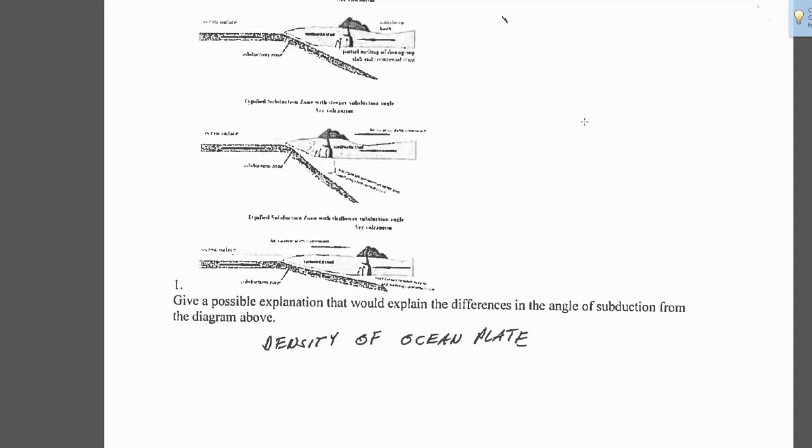Well, back here at the Cave of Science, and we're going to look at the review of the plate tectonics test. The first question, you have three different diagrams here of a subduction boundary, and it says give a possible explanation, explain the differences in angle of subduction.